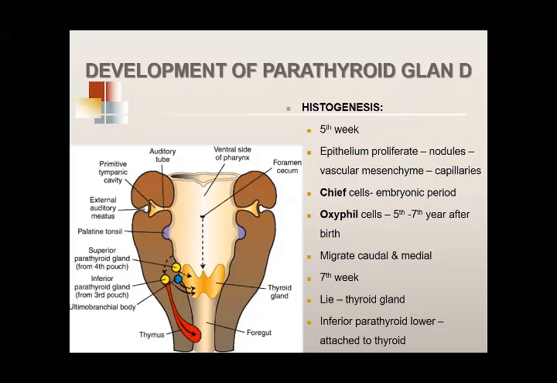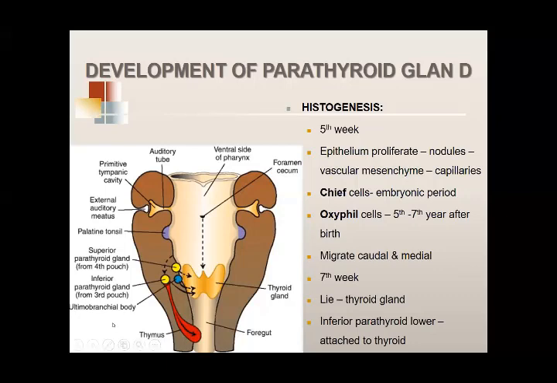We have mainly two types of cells in the parathyroid gland. You have chief cells and you have oxyphil cells. Chief cells develop in the embryonic period, whereas oxyphil cells develop after birth, 5 to 7 years after birth.